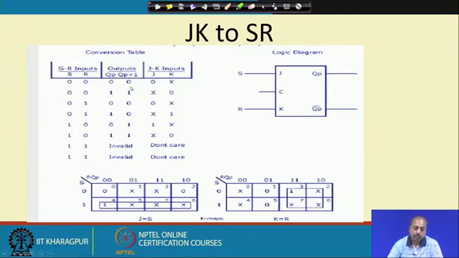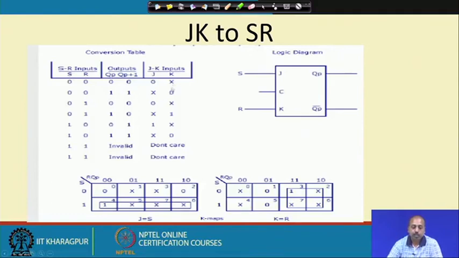Now, if we want to get this behavior, what values should be applied to J and K? If QP is 0, QP plus 1 is also 0. Here, if J were equal to 1, then QP plus 1 would become equal to 1. So, we have to make J equal to 0, and K is a do not care.